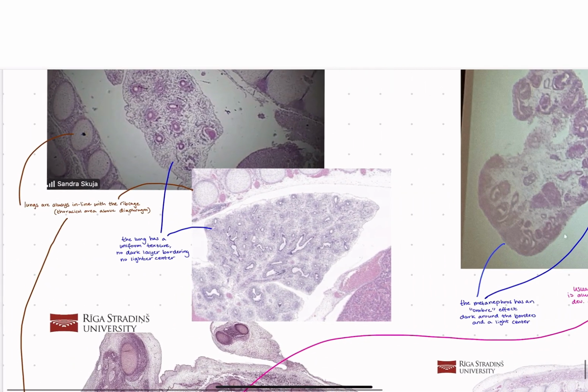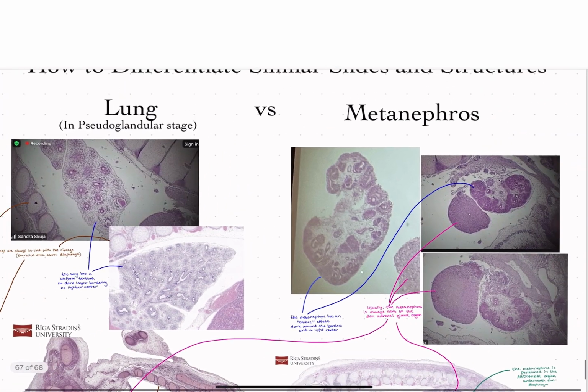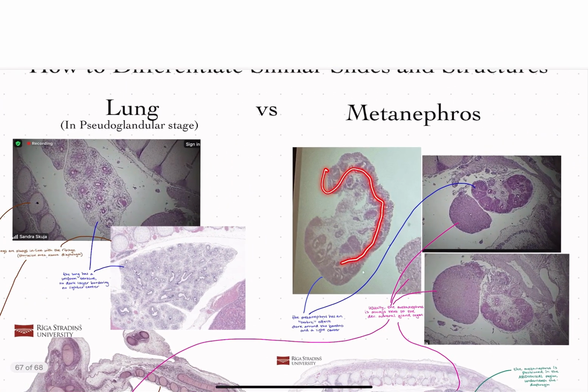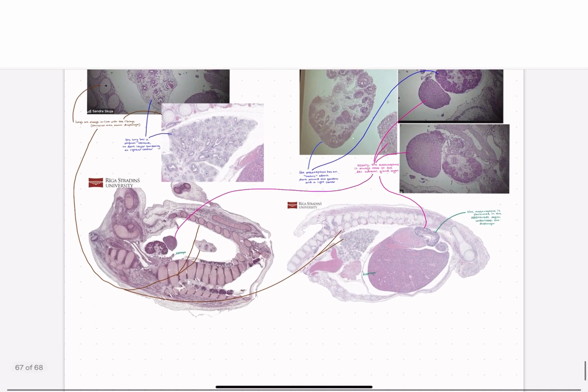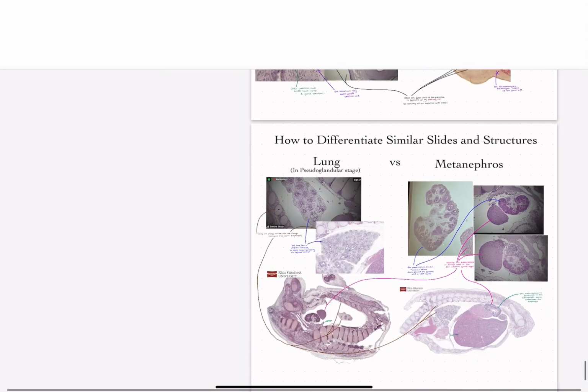The lung, on the other hand, doesn't have a lighter center and a darker cortex. It's the same color through and through and has the same texture through and through. While the metanephros, like we said, has a darker outside, known as the developing cortex, and a lighter center, known as the developing medulla.